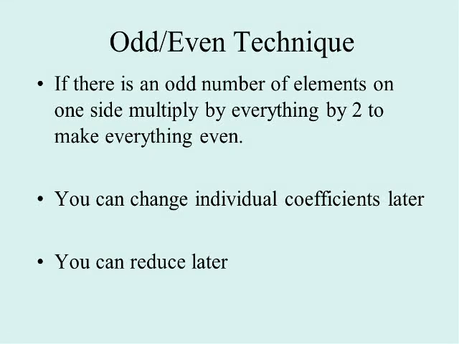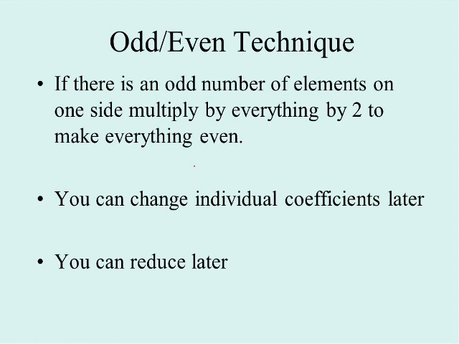Let's take a look at the odd-even technique, and you might have to use this. You don't have to, but this is when there's an odd number of elements on one side and an even number on the other. You want to multiply out everything by 2 in order to make everything even, because if you have a subscript of 2, such as if you have 5 oxygens on this side as an O2, you want to multiply it out by 2 to get rid of that odd number.